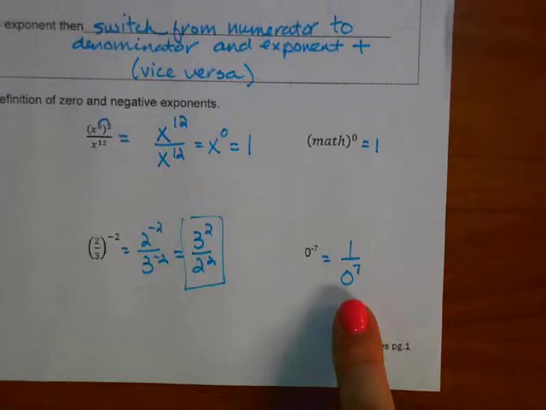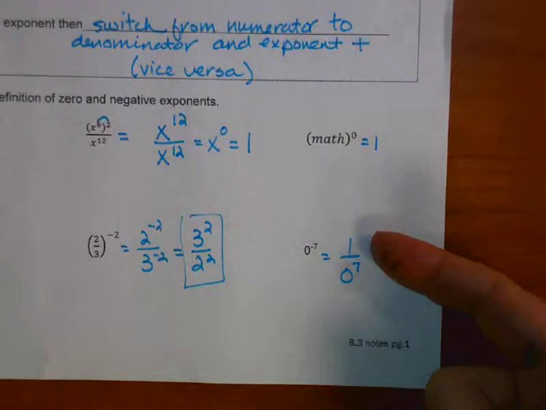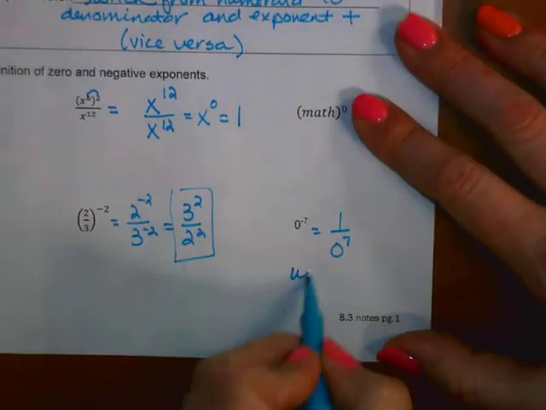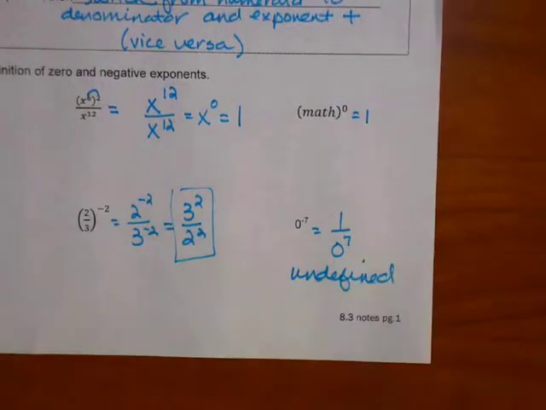Can you divide by 0? Ever? What's your calculator going to tell you? Because you're asking the calculator to take one thing, number 1, and split it into 0 groups. It doesn't make any sense, right? So you can never divide by 0. So you should write something like undefined so that I know that you know I can't divide by 0.